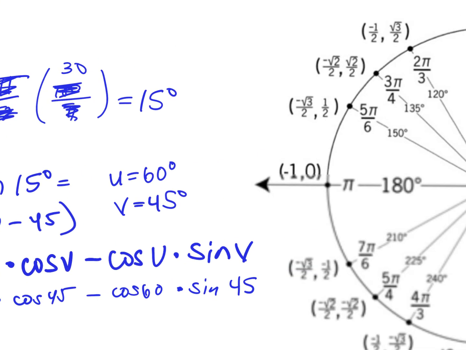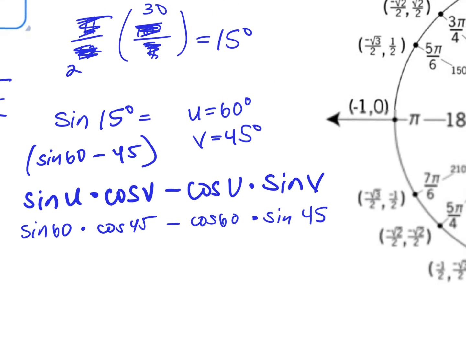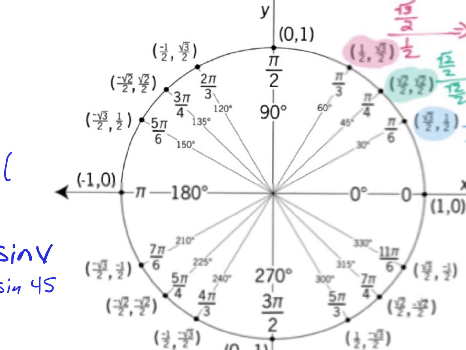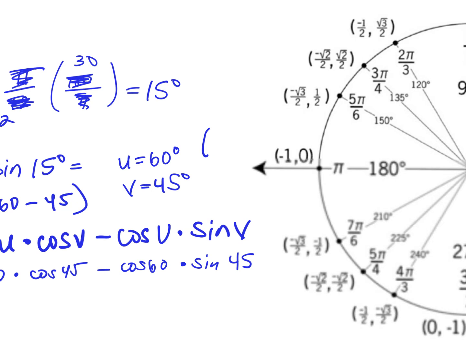And then what are my ordered pairs? What's the ordered pair at 60? 1/2, root 3 over 2. And then 45 was root 2 over 2, root 2 over 2. Okay, and again, I'm going to just label real quick. This is my cosine value, and this is my sine value. So I have it right there in front of me.